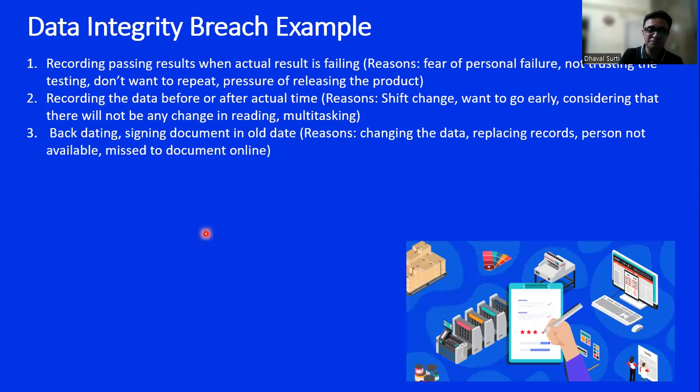Sometimes a person needs to document online, so he or she will write on a later date and make the entry into the old date, so it will look like it was made on the older date. So this is again a data integrity issue.